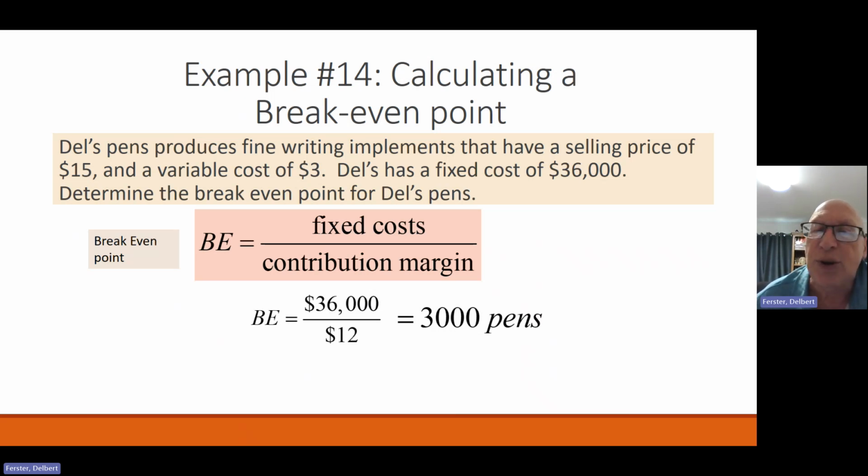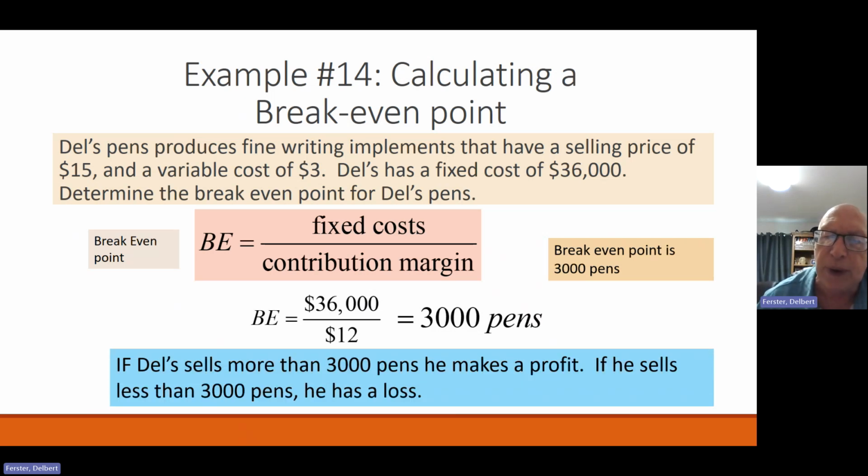So for us to break even in the context of this problem, for us to offset the $36,000 in fixed costs for this particular business establishment, being able to sell 3,000 pens would get you there. The break-even spot for this example would be 3,000 pens. If Dell sells more than 3,000 pens, he's going to make a profit. He's going to make enough to offset his entire costs, and every pen over and above 3,000 generates a profit to Dell of $12 per pen sold.